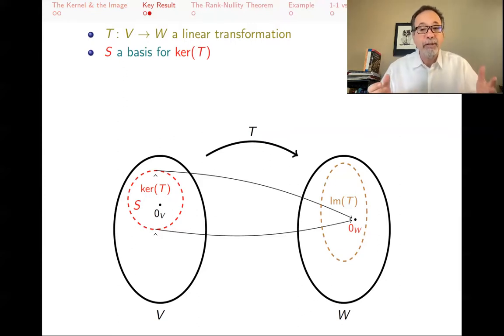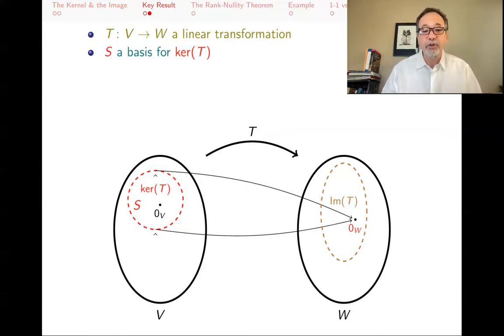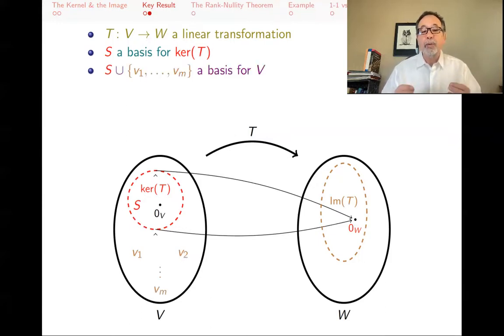So this would be a bunch of elements of V such that all of them go to zero and they form a basis for the kernel. Then what I do is I find these other elements, V1, V2, all the way till Vm, in a way that together with S, they give me a basis for V. These other elements are not going to be in the kernel. They're going to be outside. Not everything will work, but you will be able to pick elements. It won't be unique. You will have a lot of choices, but you will be able to find a bunch of elements. In this case, I said maybe M elements that together with S give you a basis for V.